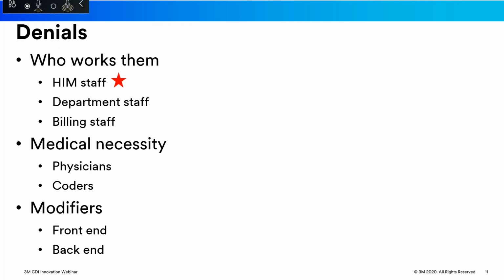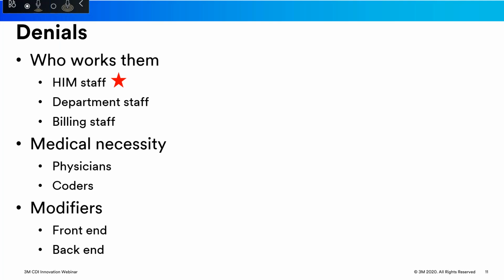The billing staff, in all fairness to them, are not going to be able to go look at that record when they're working the denial. You almost have to look at the record when you're working the denials. So our recommendation is to have HIM staff work your denials. Their typical denials are going to be medical necessity in the ED. Some of that is your physicians not documenting to support the medical necessity. Some of it is the coders not finding the documentation to code and support the medical necessity. We'll look at that a little bit further when we look at the ED errors.